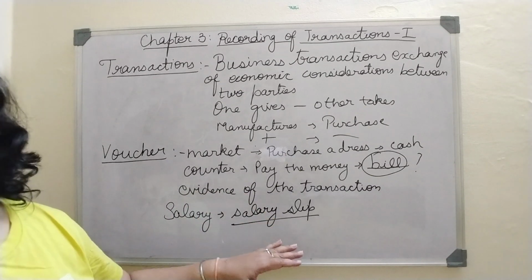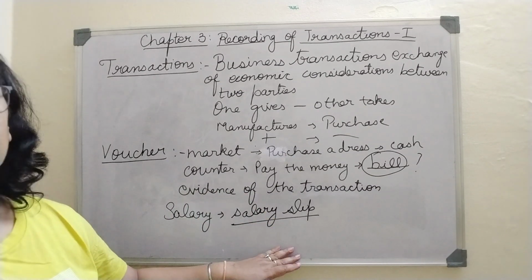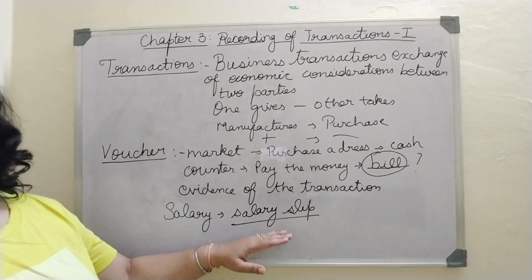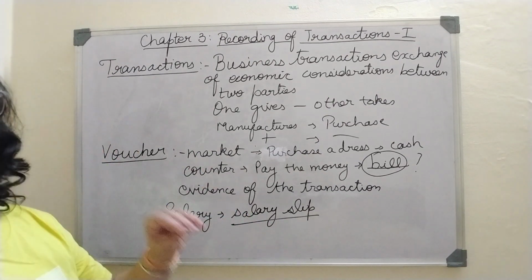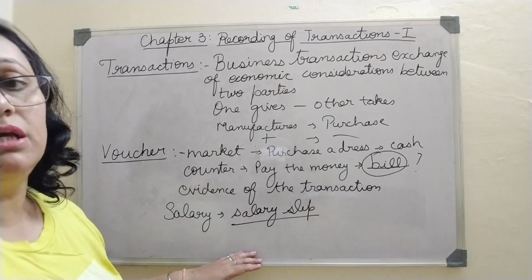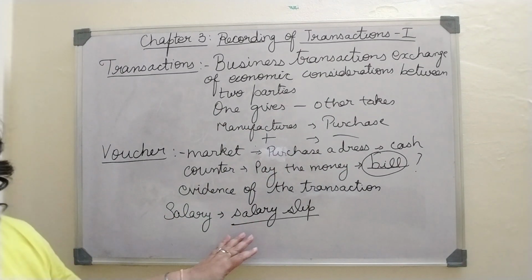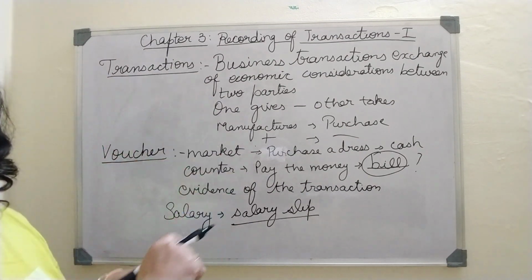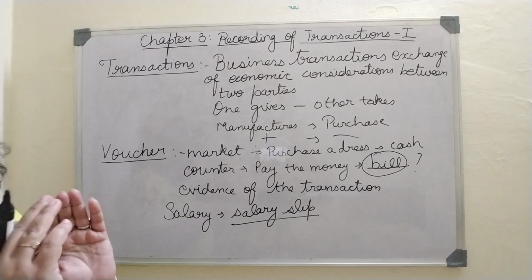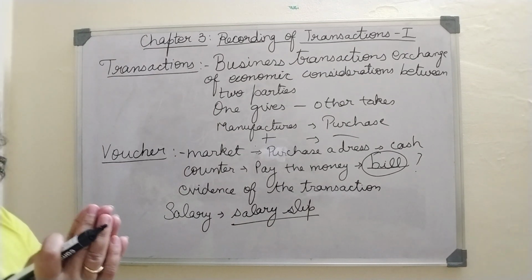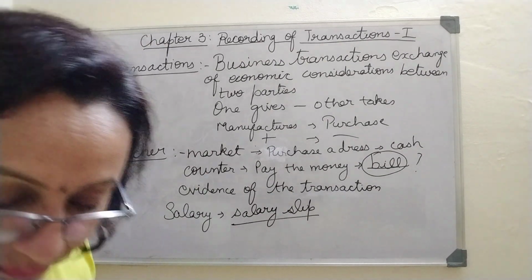I am giving my services to a company and that particular company is giving me salary, for which it is keeping an evidence that yes, we have paid salary to this employee, and I also have the evidence with me that I am getting the salary. So this is also a kind of voucher. So whatever proof of paper which we have with us, which tells that yes, a particular transaction has taken place, is called a voucher.